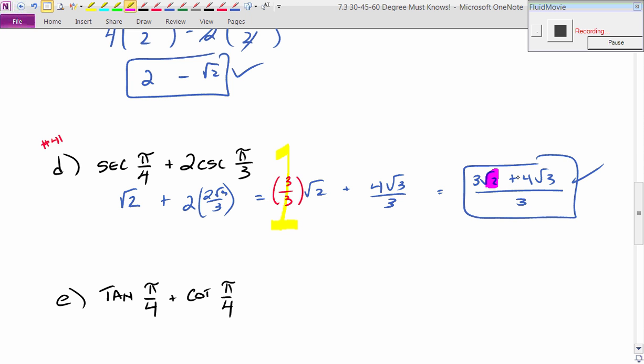Please be aware, the square root of 2 and the square root of 3 are not combinable. They're relatively prime to one another. They have no common factors or anything like that. They are completely different. They're like x's and y's. So you leave it as 3 rad 2 plus 4 rad 3 over 3. Does that make sense? Oh, it's okay. It's all right.